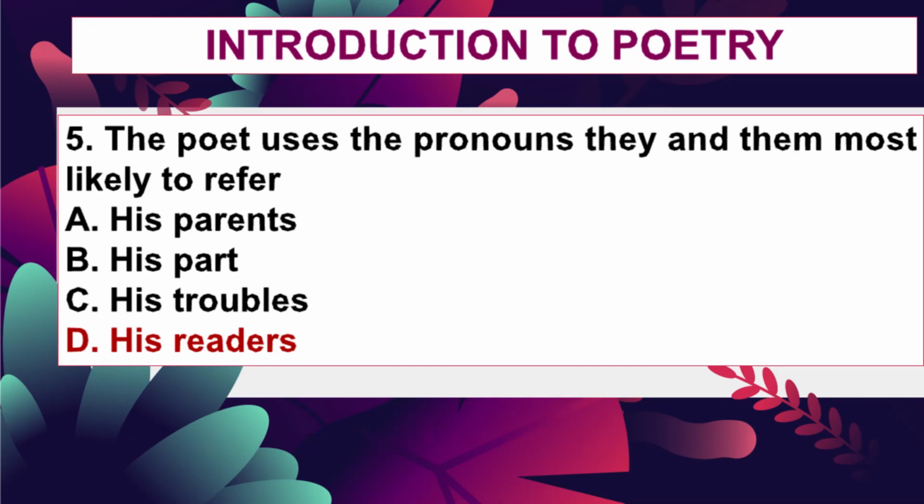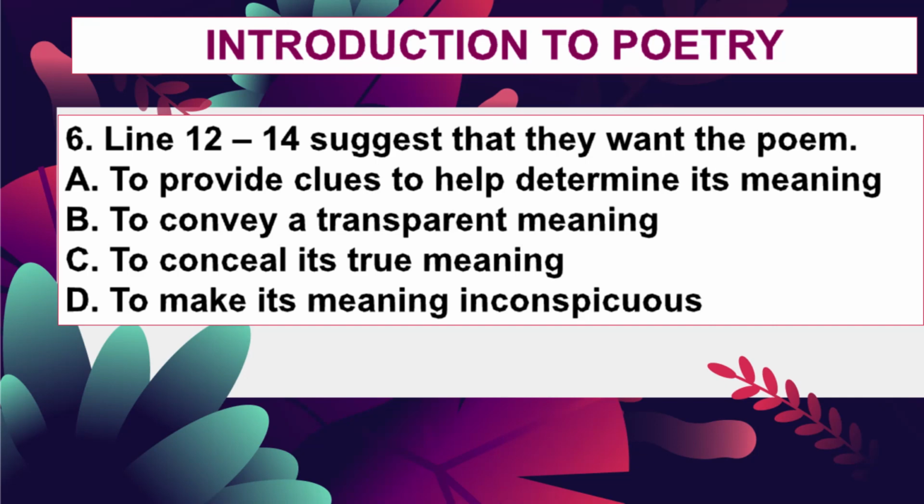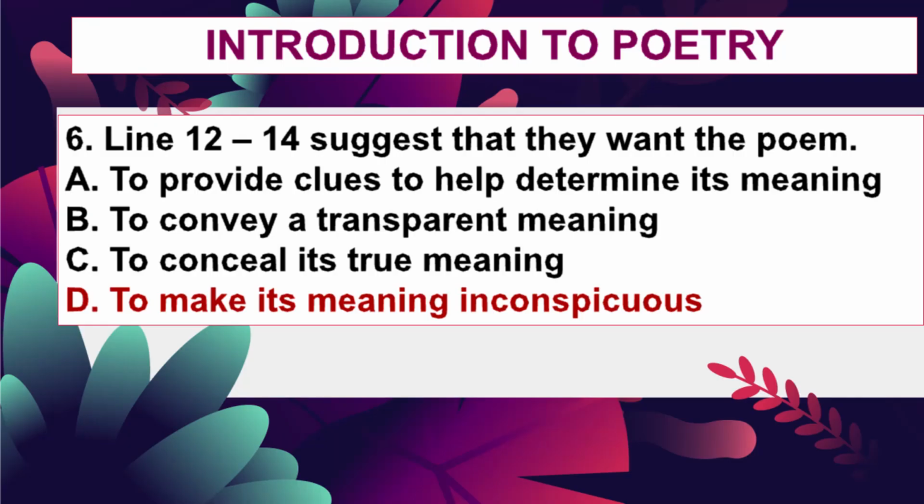His readers. Lines 12 to 14 suggest that they want the poem: Letter A. To provide clues to help determine its meaning. B. To convey a transparent meaning. C. To conceal its true meaning. D. To make its meaning inconspicuous. The answer is letter D.